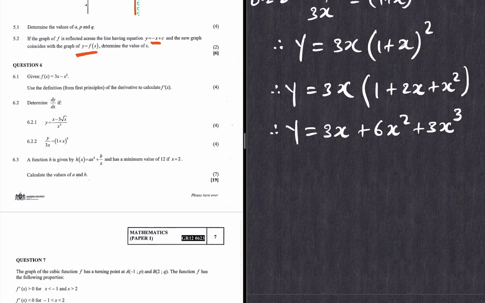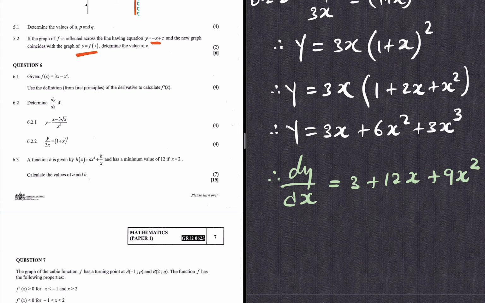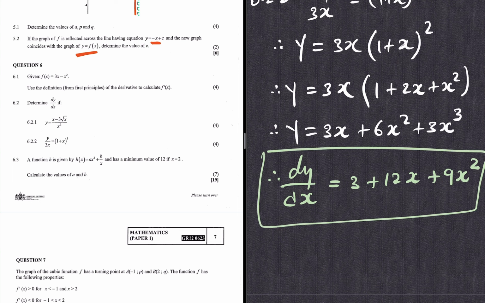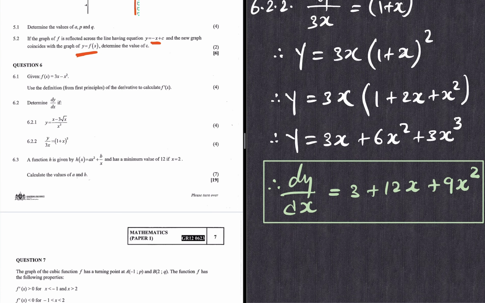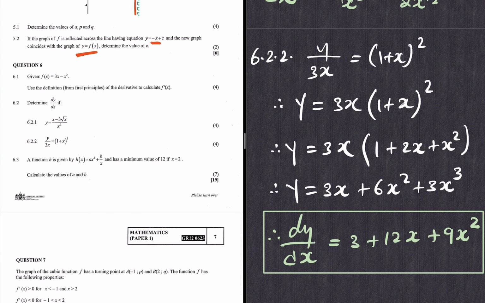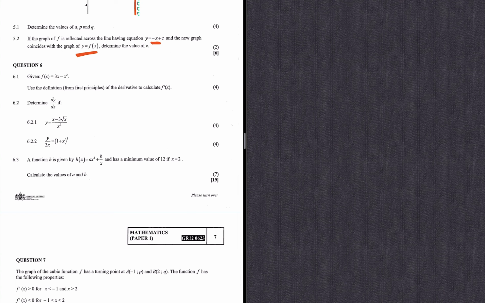Now you are allowed to take the derivative. It's already in the power form. Dy by dx is 3 plus 12x plus 9x squared. Okay, so that is the answer of that problem. Yeah, that's how you guys should derive this. It's really not difficult. Okay, so yeah, that's how you guys should solve it.